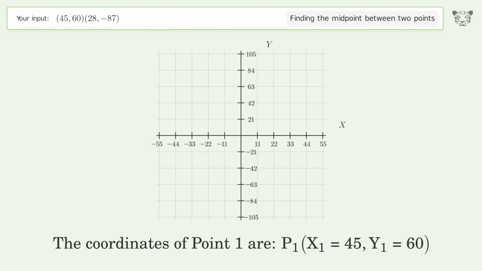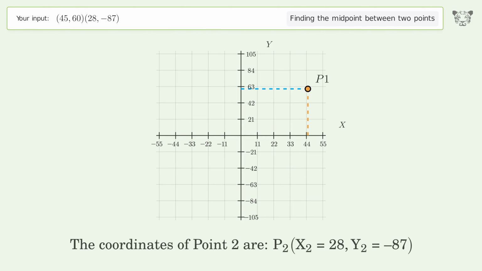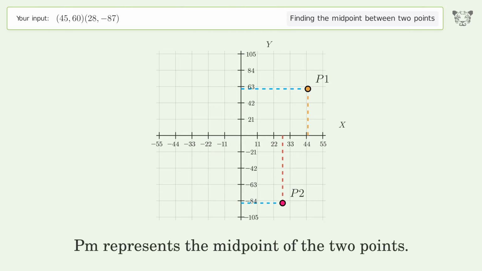The coordinates of point 1 are x1 equals 45, y1 equals 60. The coordinates of point 2 are x2 equals 28, y2 equals negative 87. PM represents the midpoint of the 2 points.